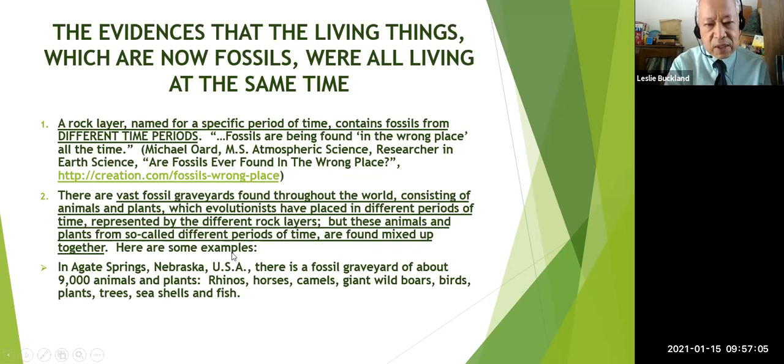Now, here are some specific examples. I will give you the place where it is found and what kind of animals and plants were found in each location. Starting here in Agate Springs, Nebraska, the United States of America, there is a fossil graveyard of about 9,000 animals and plants. You will find there rhinoceroses, horses, camels, giant wild boars, birds, plants, trees, seashells, and fish.